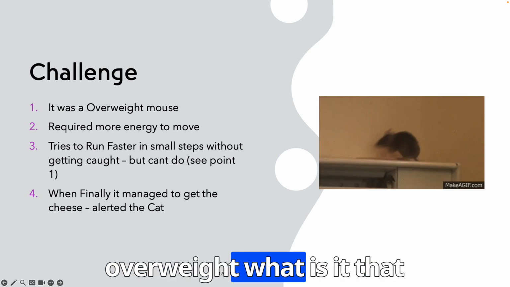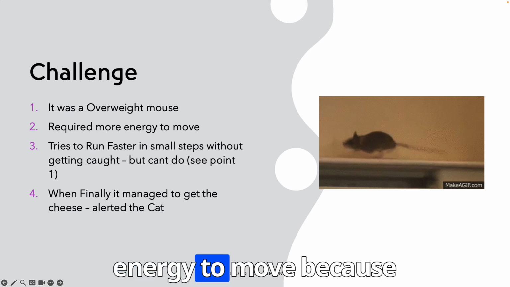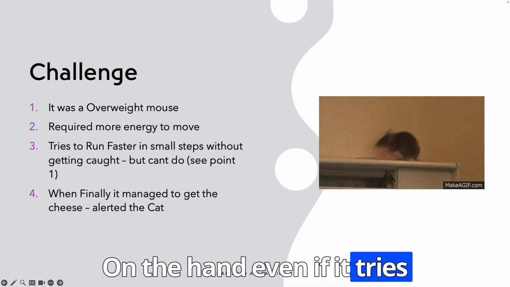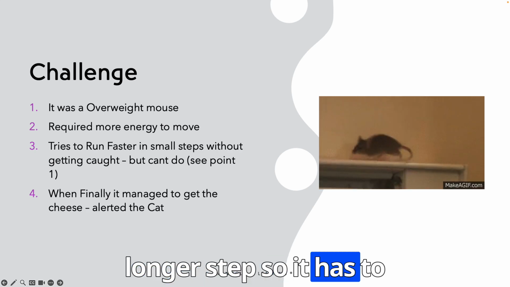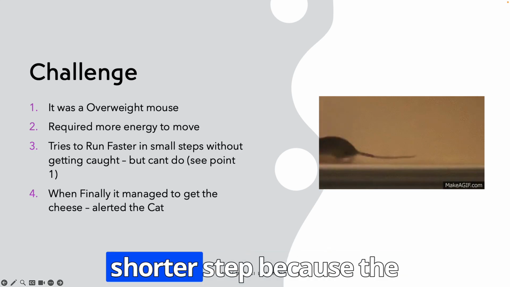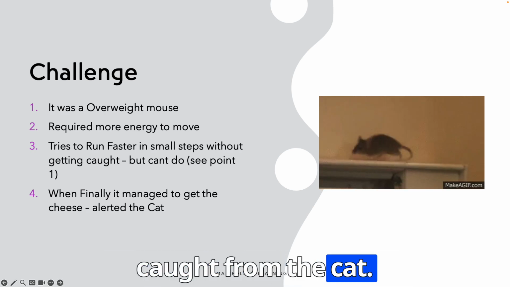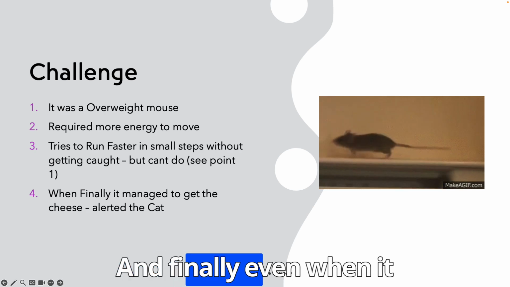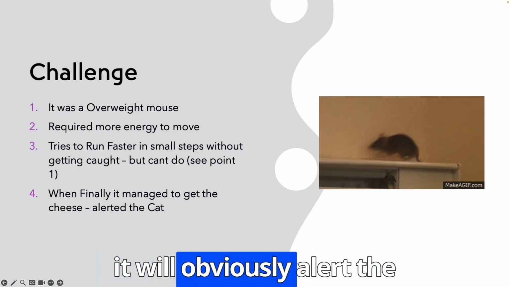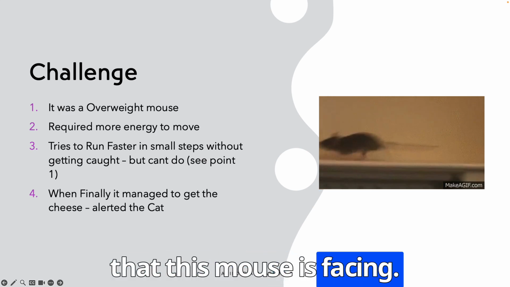Now, if it is overweight, what does it have to do? Let's say it has to go and pick up the cheese. It requires more energy to move because it's an overweight mouse. Even if it tries to run, it cannot take a longer step, so it has to take shorter steps. And when it takes shorter steps, because its size is very large, it will get caught by the cat. And even if it manages to reach the cheese, it will obviously alert the cat. So that's the challenge this mouse is facing.